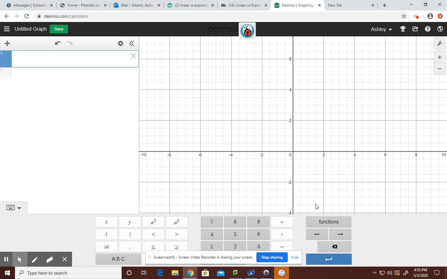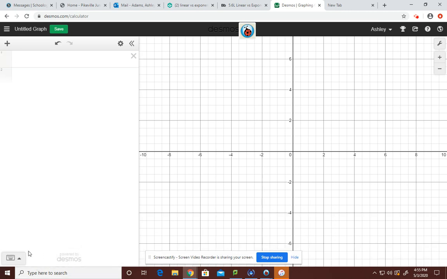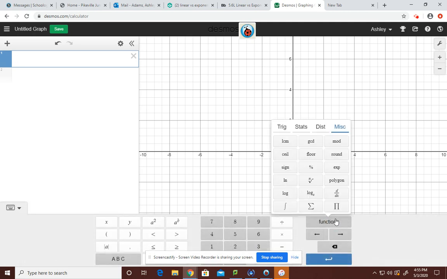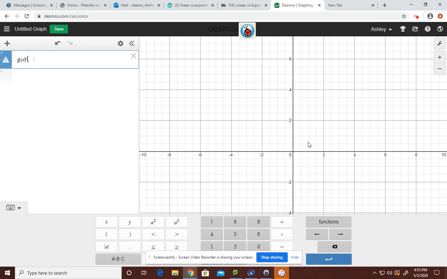Alright, so what you're going to do is right here where it says functions, you want to bring up the keyboard, and where it says functions, you're going to go to miscellaneous and GCD. That was the same as the calculator. Greatest common divisor means the same thing, and we're going to put it in just like we did our calculator. So 24, 18, and that's 6, and then I'm going to put in 6 and 20. And that's 2. So the greatest common factor of all 3 of those would be 2.